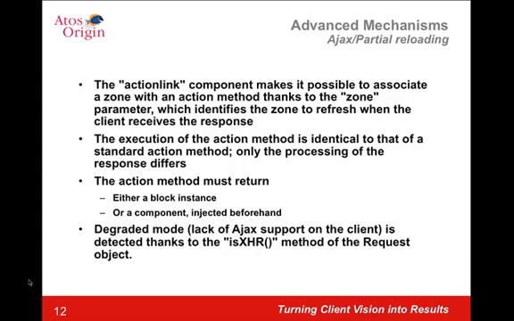A zone component can be updated via an EventLink, ActionLink, or Form component. They support a zone parameter corresponding to the ID of the zone you want to update. The action method will be identical to a standard action method, just the return value will change. Some of your users do not have JavaScript enabled in their browser. To develop a degraded mode, you should detect that case and refresh the whole page. You just have to use the isXHR method of the request object. This method returns a Boolean value.